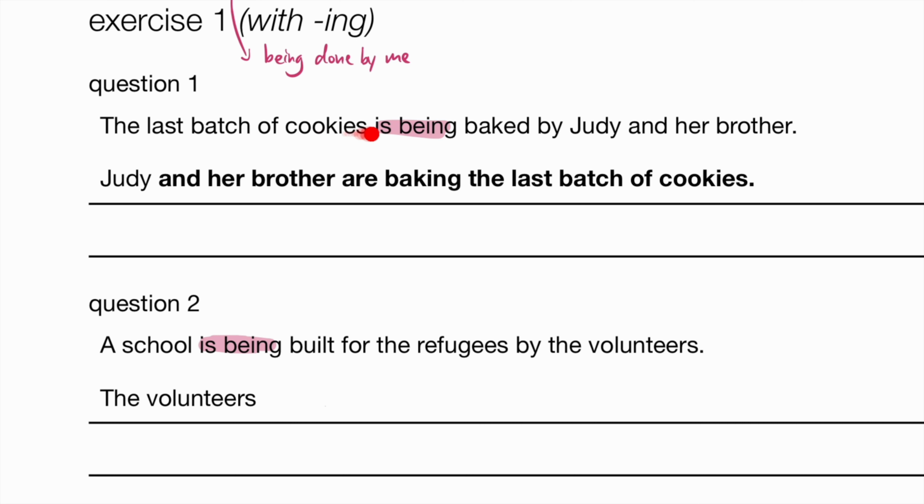So the last batch of cookies is being baked. Judy and her brother are baking. So what I like to say is, look, if the question has this present continuous tense with the "ing," your answer also needs to have that present continuous tense with the "ing." "Ing" in the question, "ing" in your answer.